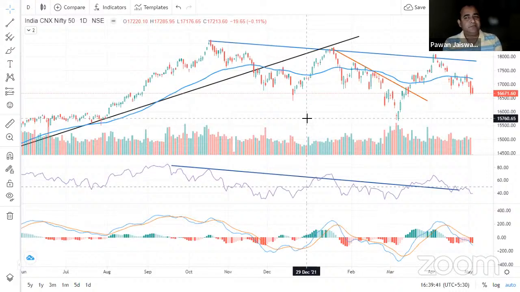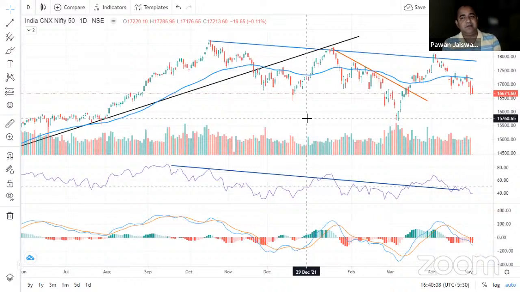And further, sustainable trading below 16,800 may see it fall further from here. In such a falling scenario, 16,600, 16,500 to 16,200 kind of levels can be achievable in the next few days and few weeks, or most probably in this particular month, in May.